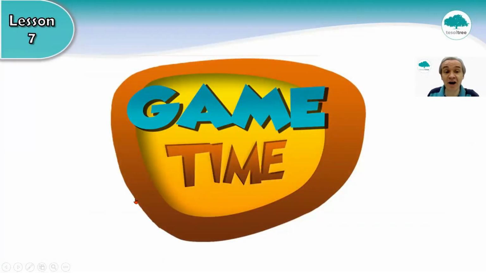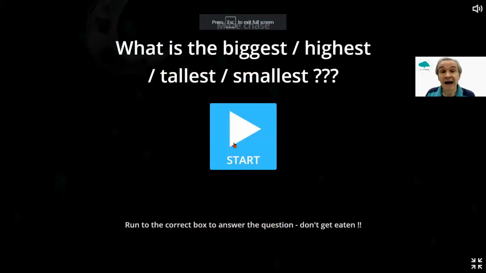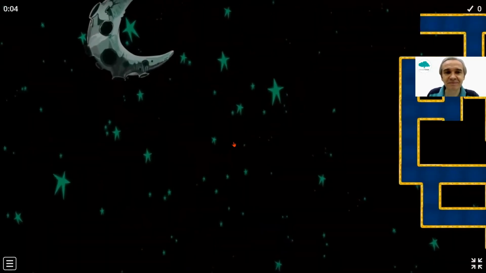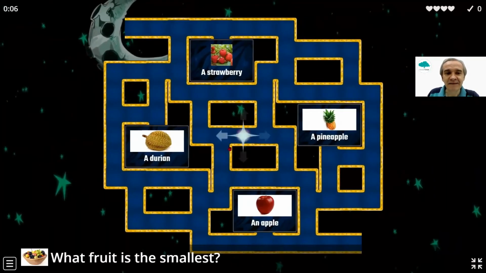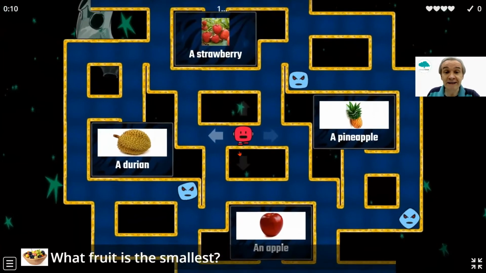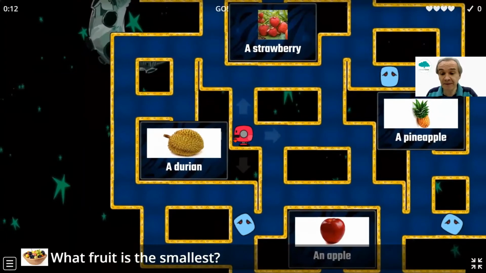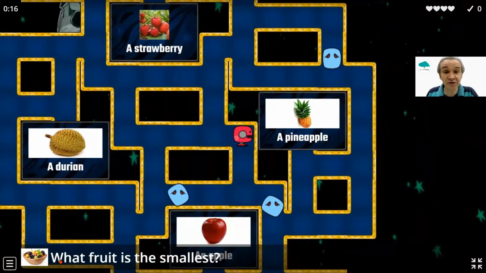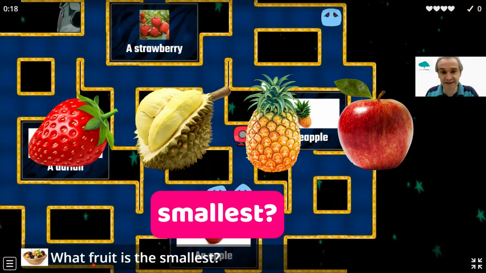Now it's time for our game for today. And for our game today, we have questions about what is the biggest, the highest, the tallest, and the smallest. As you can see in this game, we need to move the red one to the correct answer. So the question is, what fruit is the smallest?